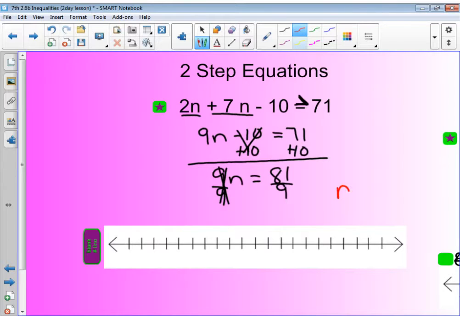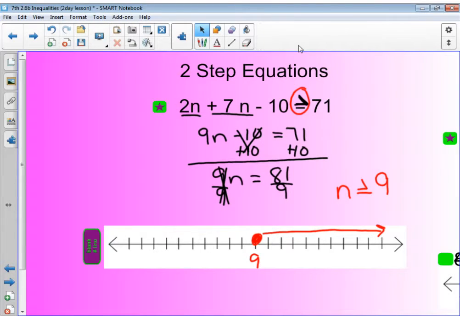So I have n. Then I'm going to put this is greater than or equal to 9. So I'm going to go to 9. So we'll just say this is my 9. And I'm going to do a colored in circle because it's also equal to. And n is being eaten, so it's the bigger number. So bigger numbers fall to the right. So we would get something that looked like that.